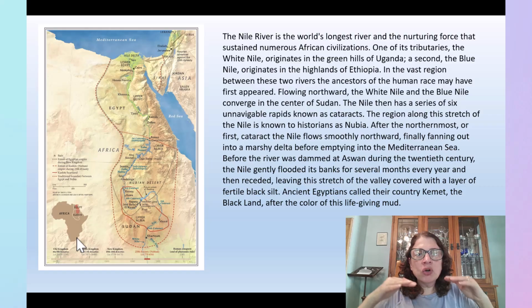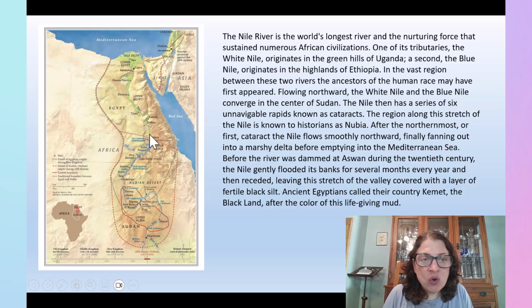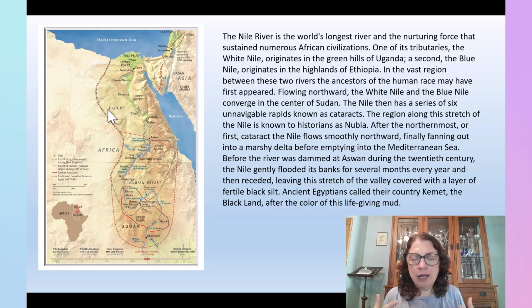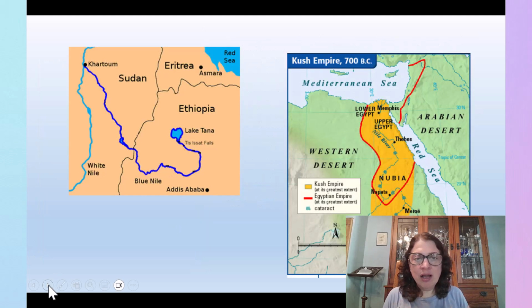What would happen also when we have the melting here of the snow and it comes down the Nile River, you would have flooding along the banks of the river, and it would leave this very dark black silt that had a lot of minerals in it, and it was very good for farming. And the people that lived along the river, they called this land Kemt, meaning the black land, because of the color of the ground.